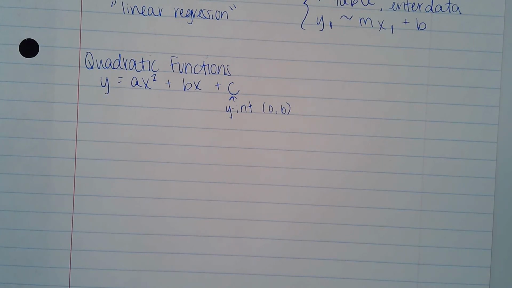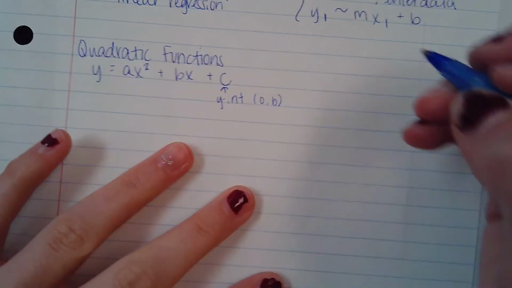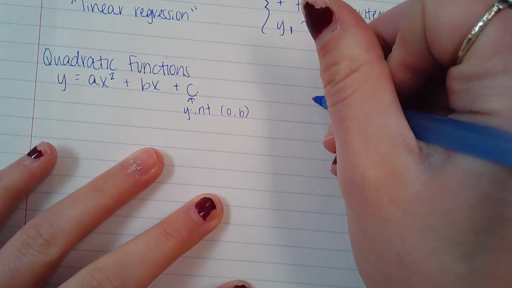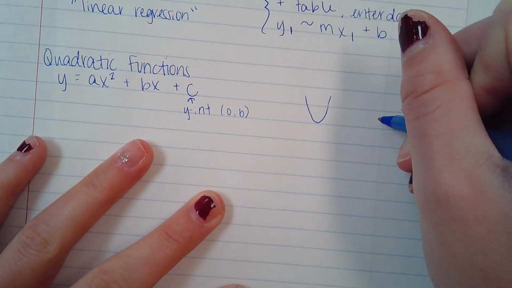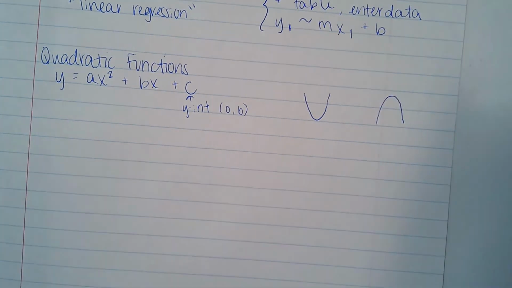If the A value is positive, what's our graph going to look like? Do you remember? What does the graph look like in general for quadratics? Remember the shape? What's it called? A parabola. So it can be that U shape or that N shape if it opens down. So you've got that U shape or that N shape, just depending on that A value.